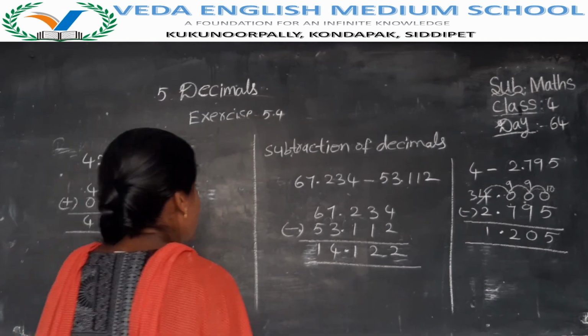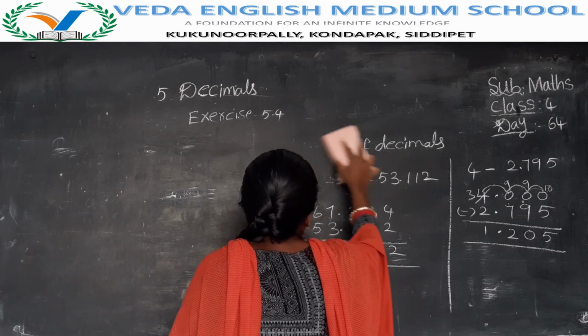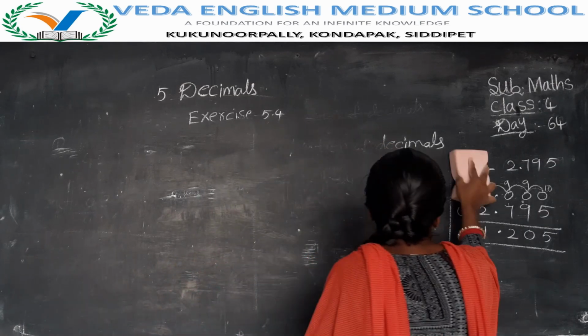Then exercise 5.4. First bit, add the following. Second bit, subtract the following.